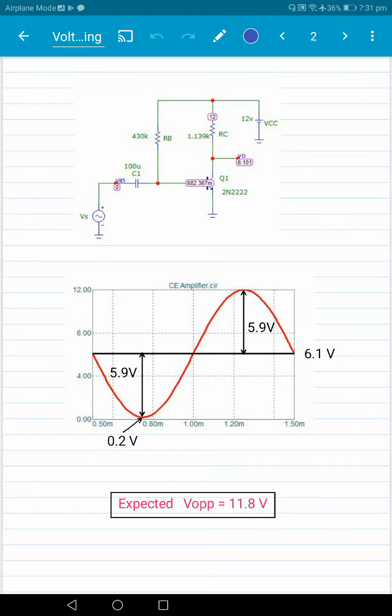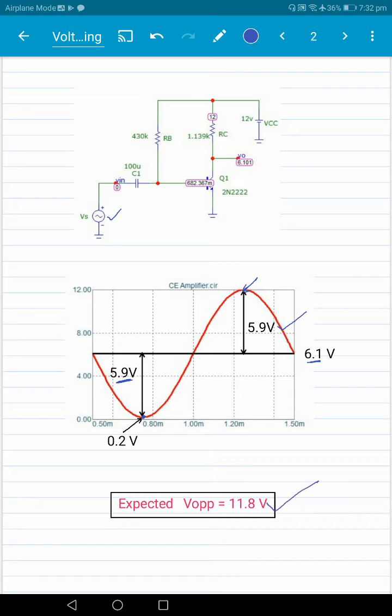The idea is that if you increase the input voltage sufficiently, you would reach this particular point where the transistor is just entering saturation, and at that point the swing will be equal to 5.9 volt, because you have 6.1 volt DC, and this point is 0.2 volt. Similarly, you should get a swing of 5.9 volt when the output voltage is just touching the supply voltage rail, the 12 volt. And so the expected peak to peak voltage is 11.8 volts.